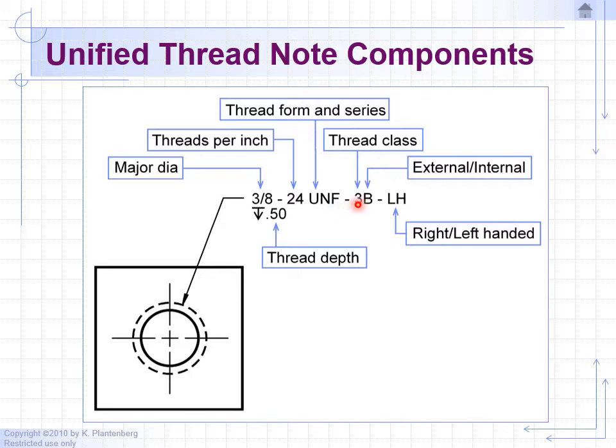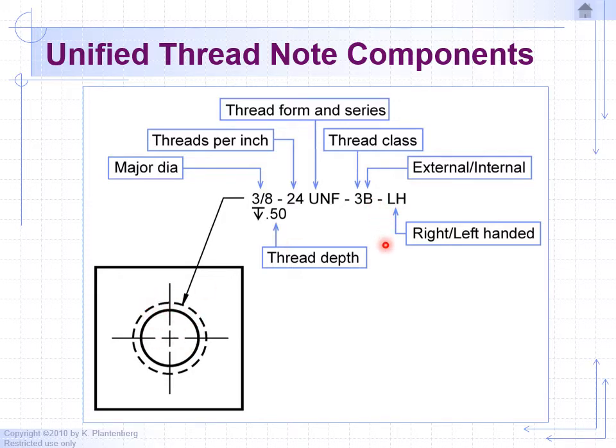Okay, now let's look at thread class. We have a class of 1, 2, and 3, 3 being the best with tighter tolerances, more accuracy. And the type of thread, is it external or internal? External on a shaft would be A, and internal would be B. So this is an internal thread inside of a block.